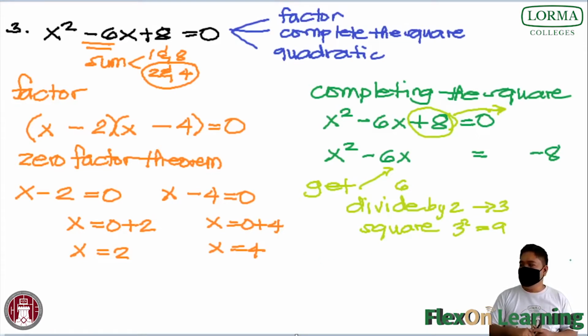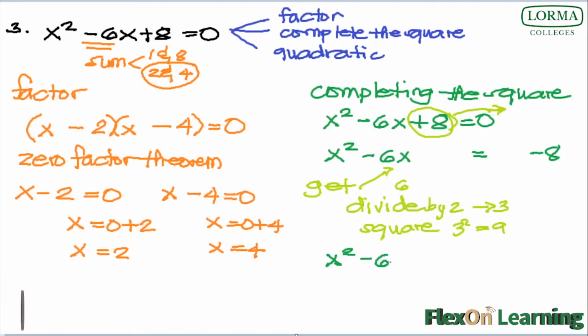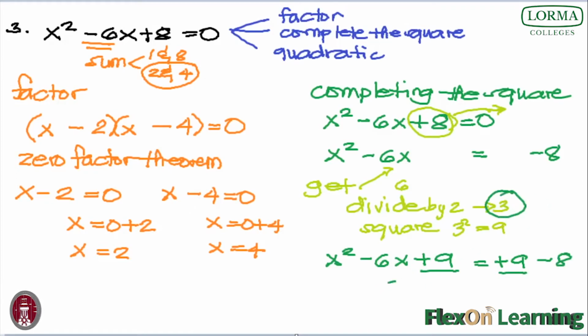So we have x squared minus 6x, add 9. If you add 9 on one side, you also add 9 on the other side. So this would be factored out. Okay, remember this number? So this would be x minus 3 squared equals 1.